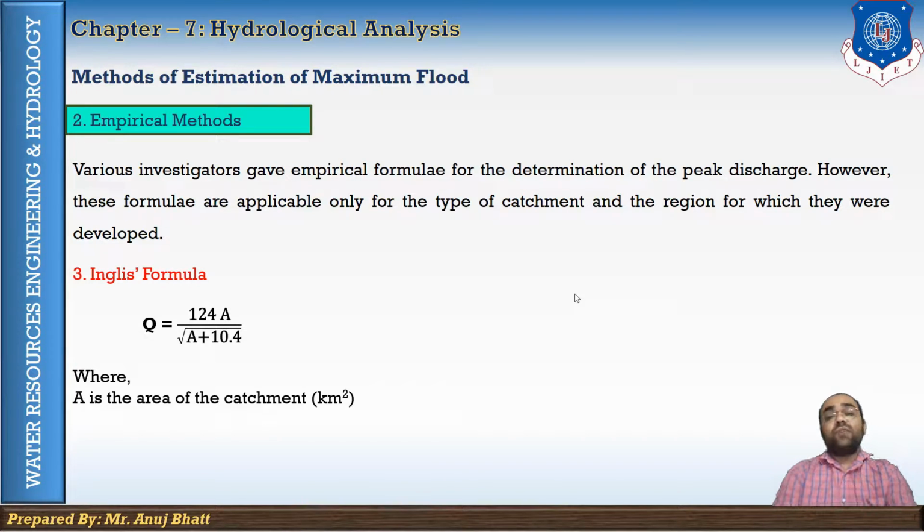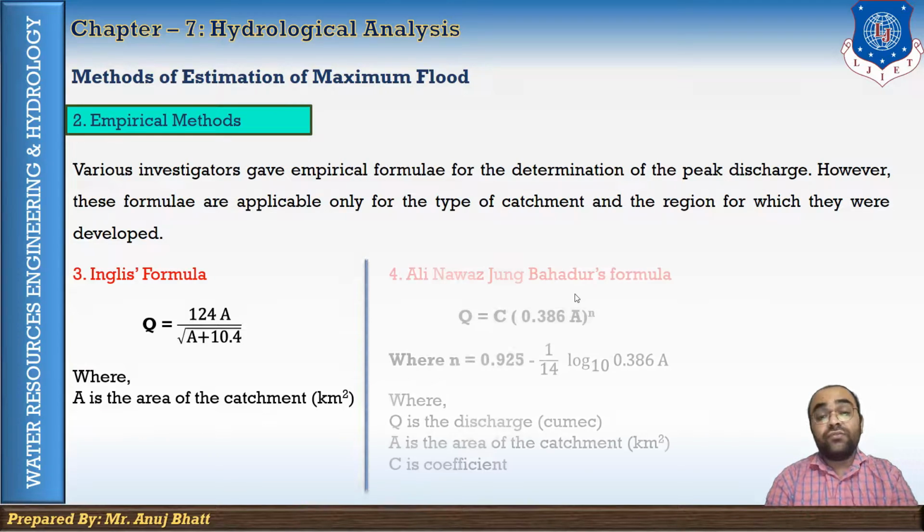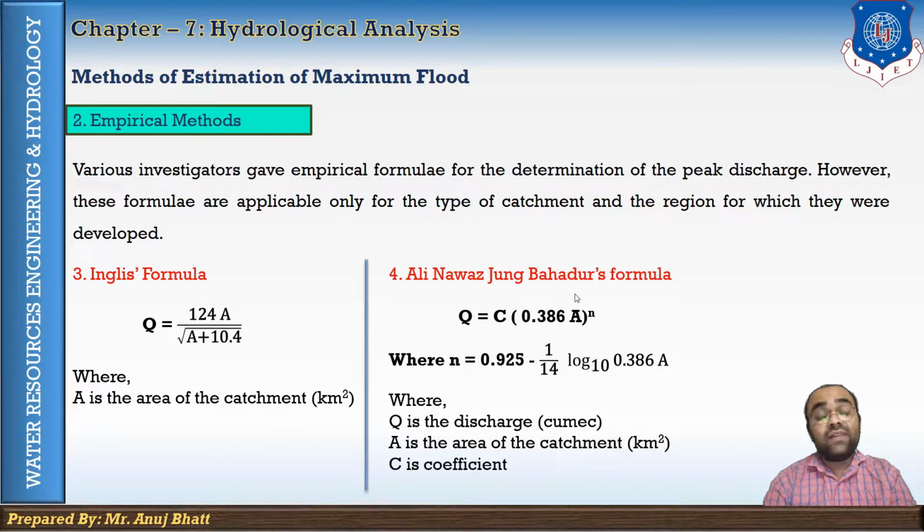The English formula was developed for the catchment area in Maharashtra, and for that the peak discharge value Q is equal to 124A divided by the square root of A plus 10.4. Here also A is nothing but the catchment area. The fourth is the Ali Nawaz Jung Bahadur's formula.